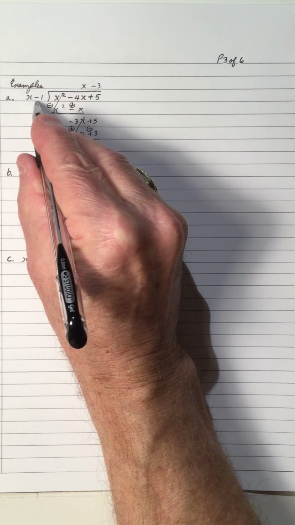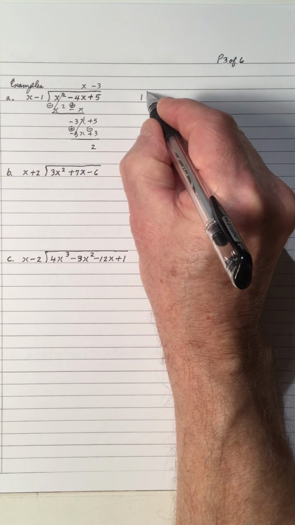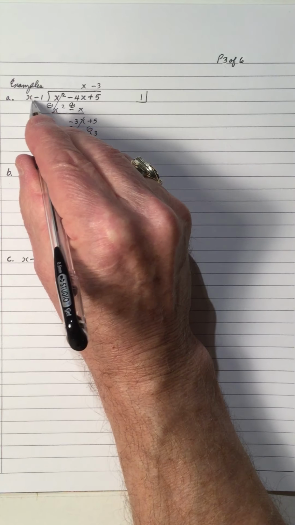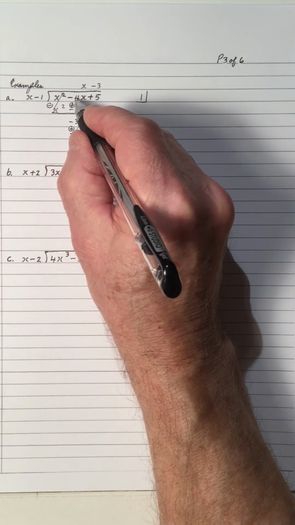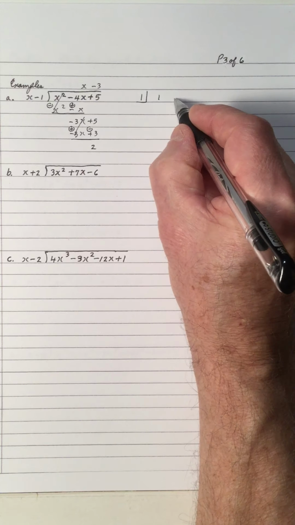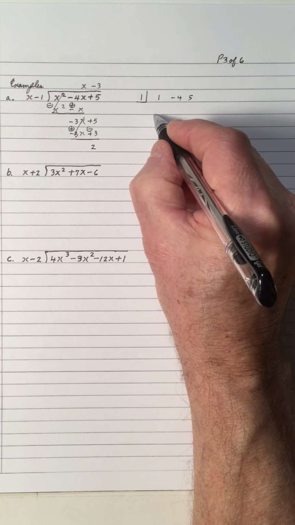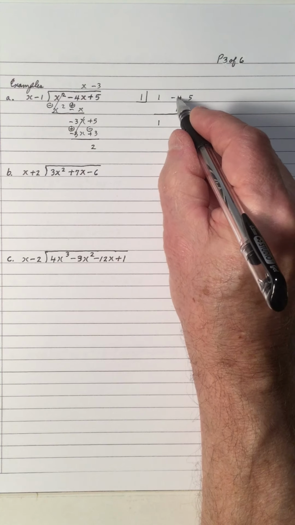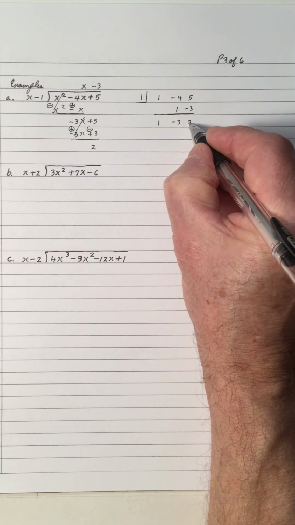So, watch what I'm going to do now. This divisor right here is x minus 1. So I'm going to put its opposite here, like an x-intercept. Think about it. X minus 1, this is a 1. So I'm making it the opposite. Now I'm writing the coefficients of 1, negative 4, and 5, in descending order. So we draw a line, bring down the 1. 1 times 1 is 1. Add, negative 3. Multiply, negative 3. Add, you get a 2.